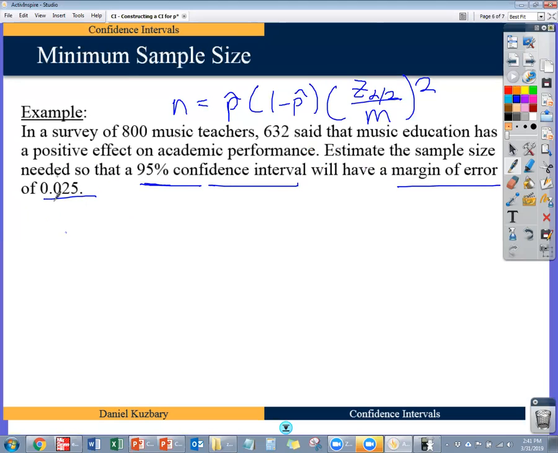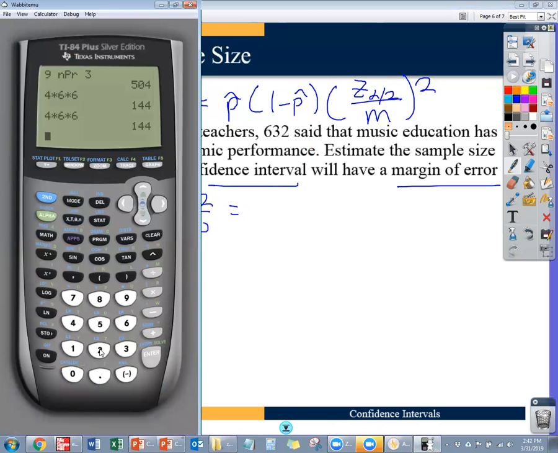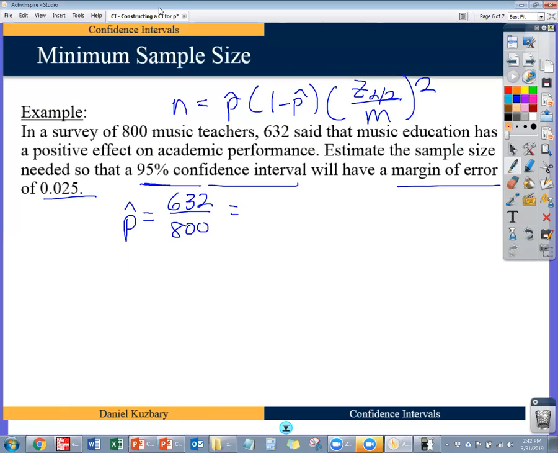So we're going to use the sample size formula to do that. For the sample size formula, we need to find the critical value. They're already given the margin of error to us, but we need to compute p hat as well. So I'll start with p hat. That's the number of people in the group. So the group is the people who think music education has a positive effect on academic performance. So that's the 632. The total sample size is 800. And I can compute that real quick. 632 over 800, and I get 0.79. So my p hat is equal to 0.79.